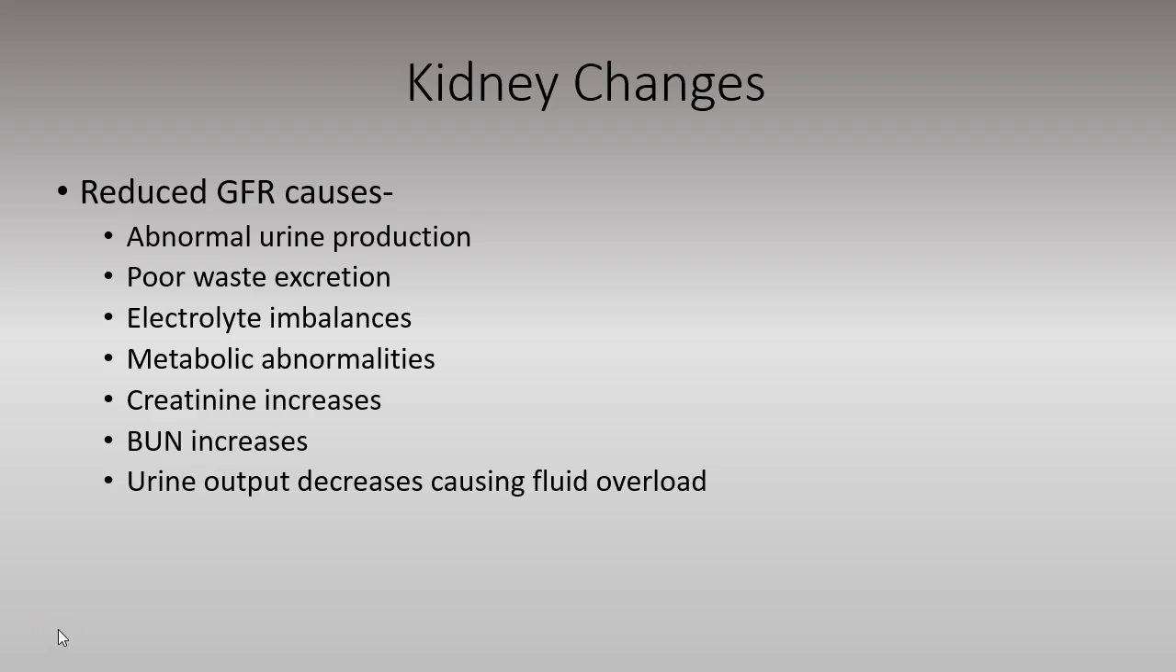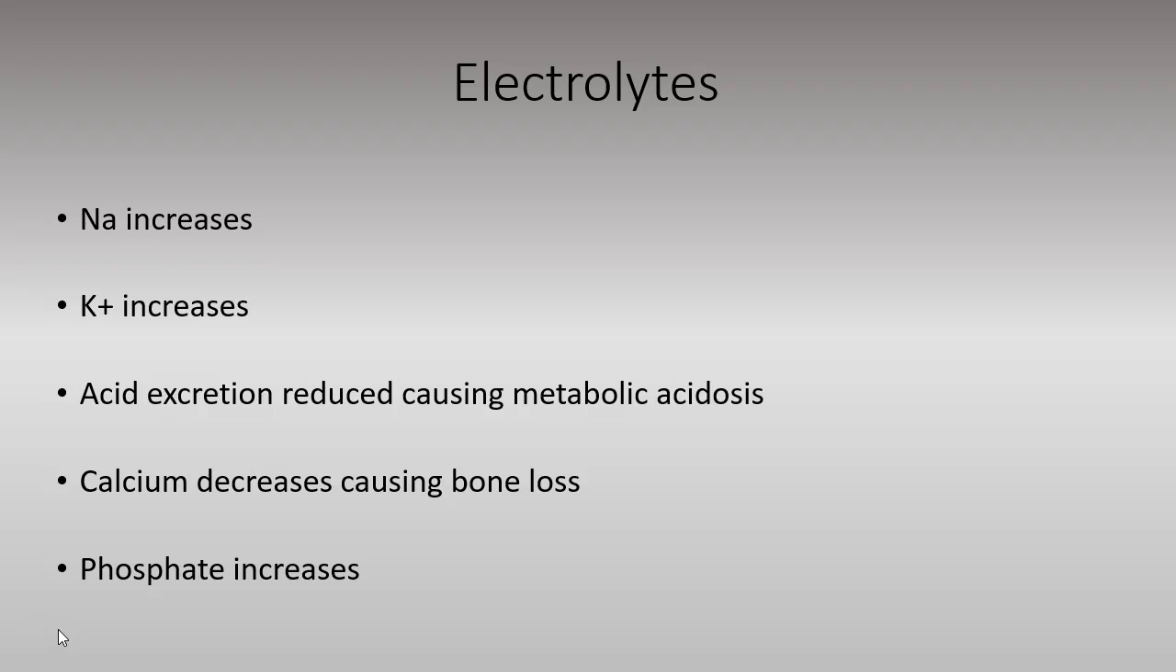So the reduction in glomerular filtration rate causes these issues. If your kidneys aren't functioning properly, your creatinine and BUN are definitely going to increase because they're not able to actually process or filter them well enough. The electrolyte imbalance is going to be increased because instead of your kidneys being able to flush out what it doesn't need, it just holds on to that stuff. And again, the poor waste excretion is really because the kidneys aren't able to get rid of that stuff.